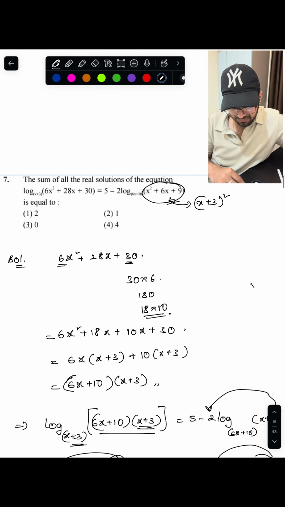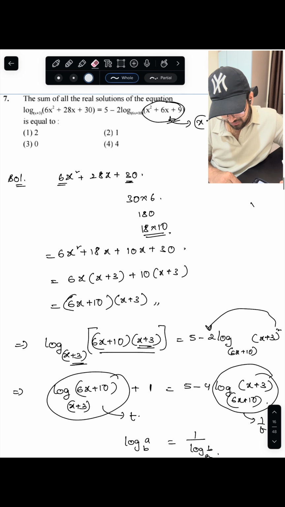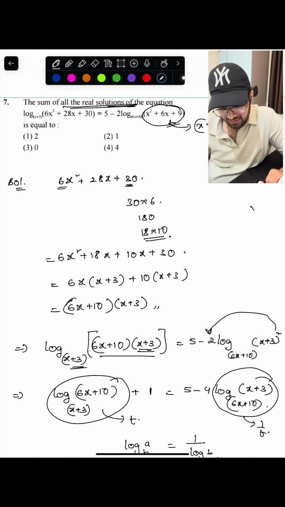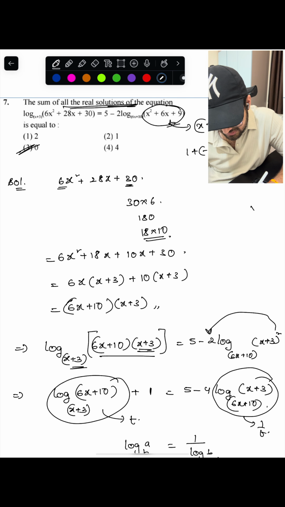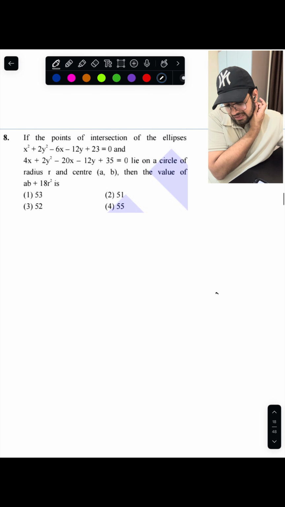So if x equals plus or minus 1, then definitely what we are going to get, right? So the sum of all real roots, real solutions of the equation, 1 plus minus 1, which is 0. So the answer is 0. Done? Yep. So let's move to the 8th question here.